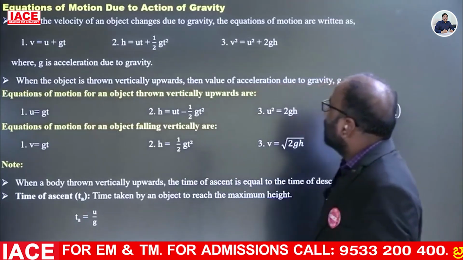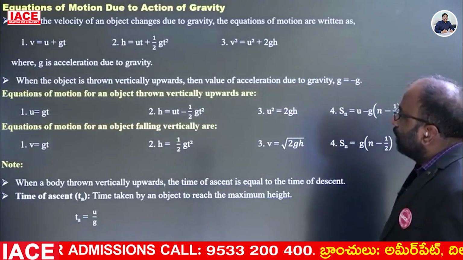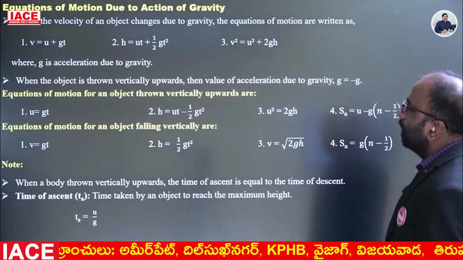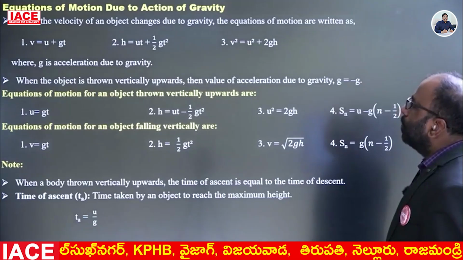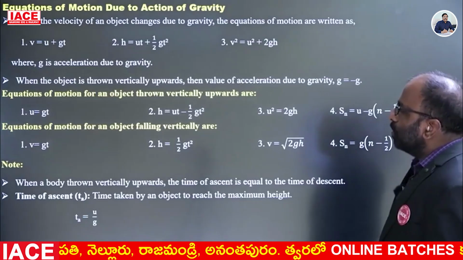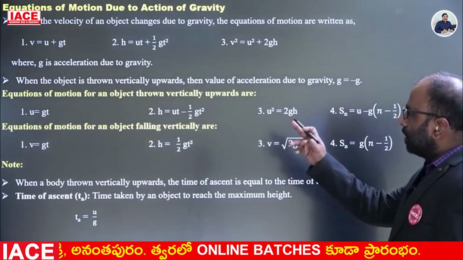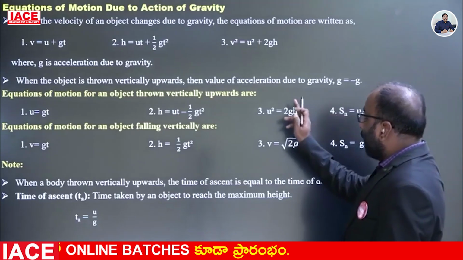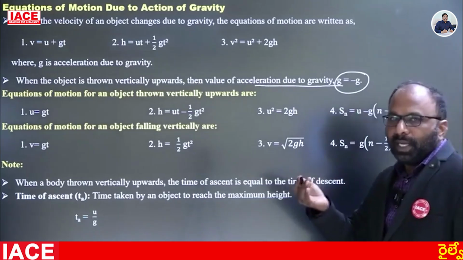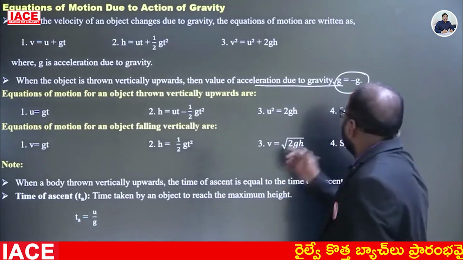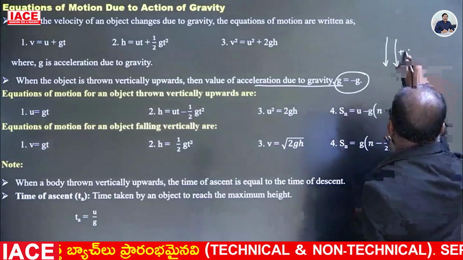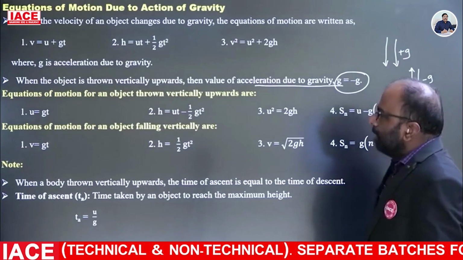Equations of motion due to the action of gravity. When the velocity of an object changes due to gravity, the equations of motion are written as v is equal to u plus gt, h is equal to ut plus half gt square, v square is equal to u square plus 2gh, where g is the acceleration due to gravity. When the object is thrown vertically upwards, the value of acceleration due to gravity g is equal to minus g. Upward direction minus g, downward direction plus g. Right. If the gravitational force and the object's direction are both the same, downward direction, that is plus g.